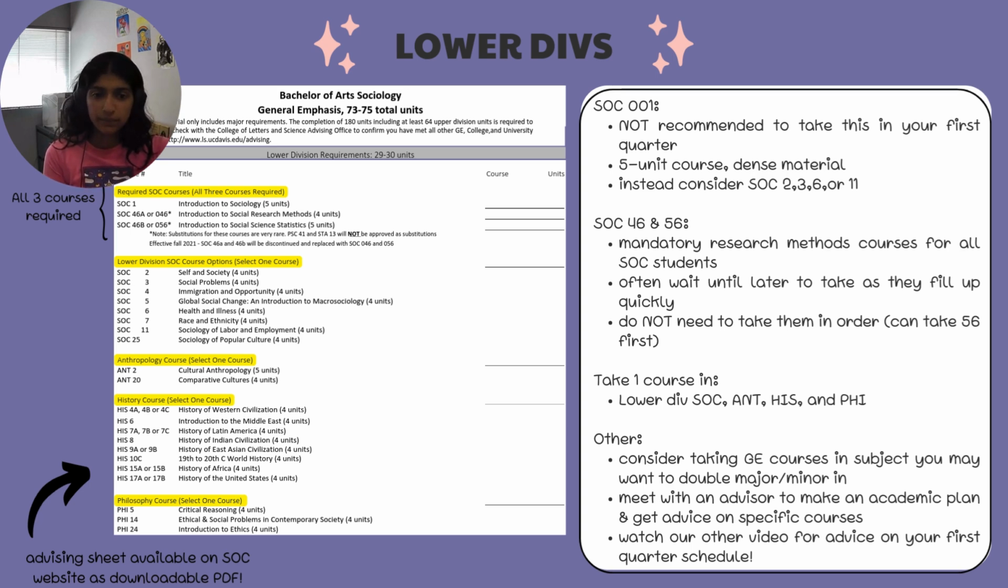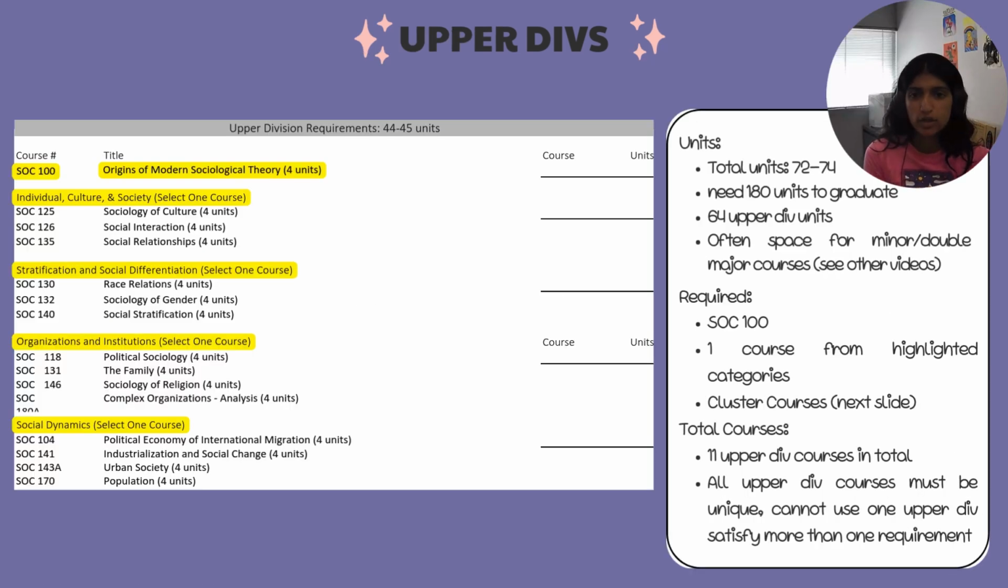Okay, so I'm breaking up our upper division coursework into two chunks. The first are the single requirements, so everyone has to take Soc 100, so you're required to take that course. And then, like your lower divisions, you just select one course from the highlighted categories. After I go over the next part, you'll in total have about 72 to 74 units, and you need about 180 to graduate, and 64 of those must be upper divs, which means there's often space for minor or double major courses, as covered in our other videos.